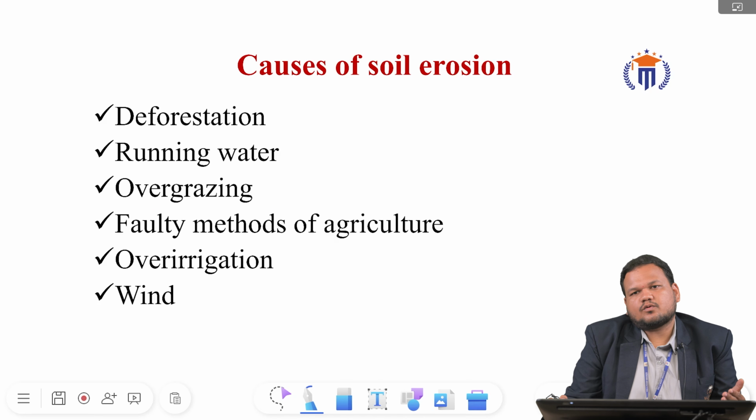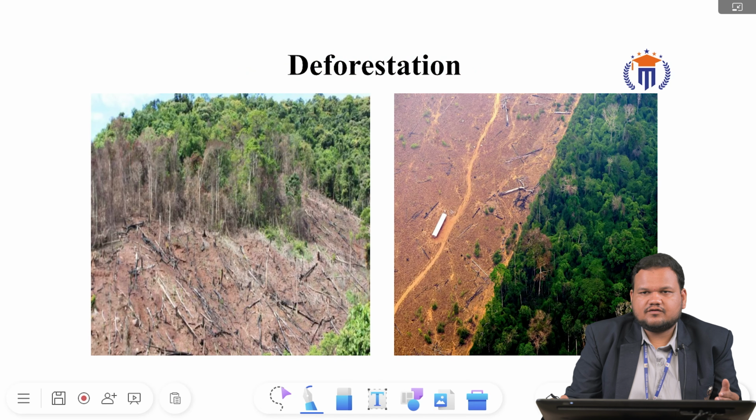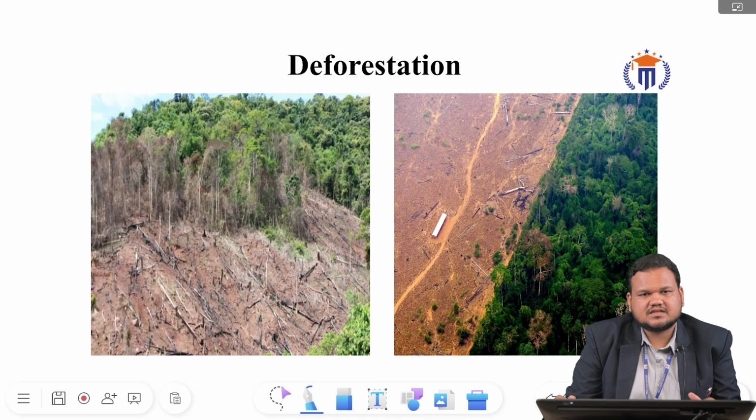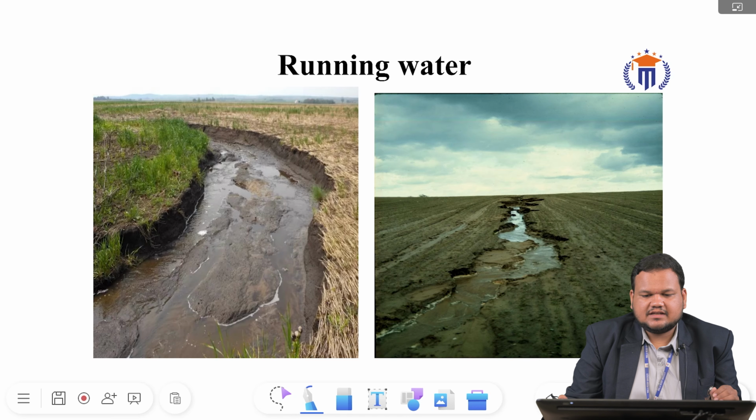So what are the causes of soil erosion? The first is deforestation. You can see in these photos that the forest cover has been cut down, and when rainfall comes, it hits the bare soil, resulting in enhanced soil erosion. Next is running water. If the force or velocity of running water increases, it will carry small fine particles or coarse particles along with it, resulting in erosion.